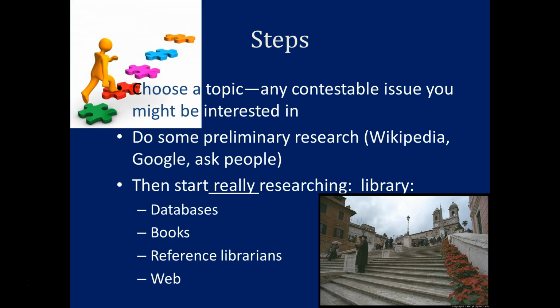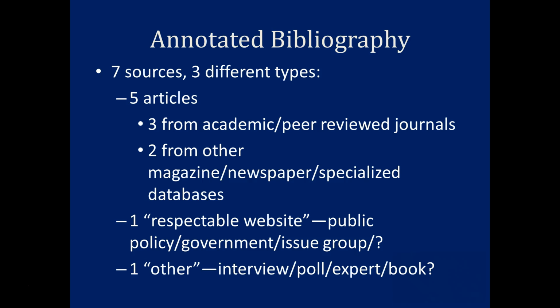And then don't underestimate what you're going to find online. One of the videos that's embedded in our course will explain some aspects of doing web searches to help you do better web searching. The annotated bibliography assignment is simply a gathering of information. It asks you to find a total of 7 sources of 3 different types: 5 articles, 1 respectable website, and 1 other.